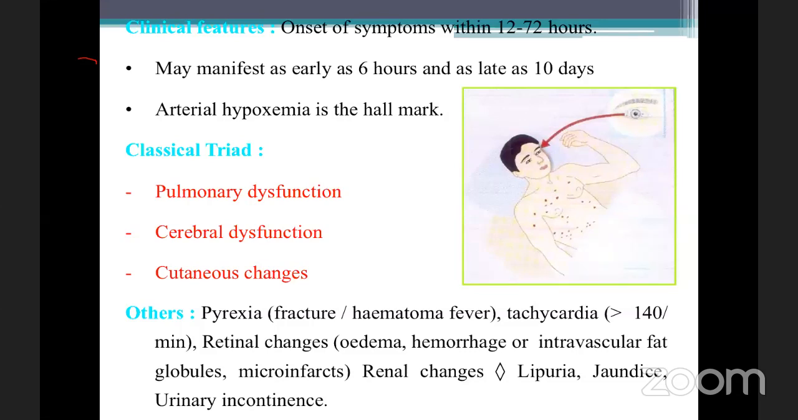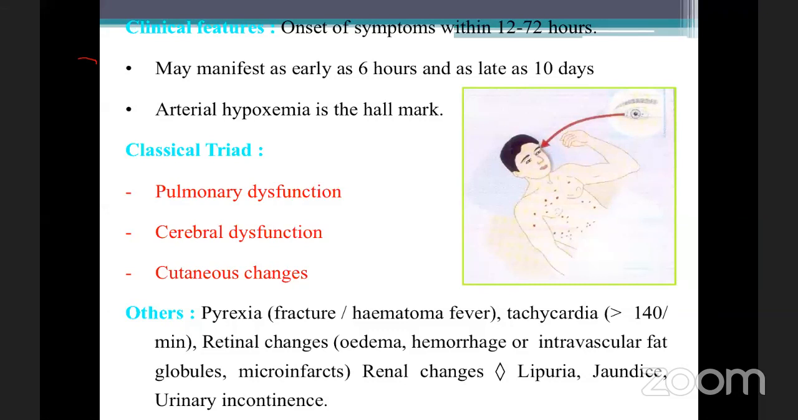So onset of symptoms is usually within 12 to 72 hours. So the patient has to be monitored. Any long bone fracture, the patient has to be monitored for such symptoms, and it may manifest as early as 6 hours and as late as 10 days. Arterial hypoxemia is the hallmark. So what is the classic triad? Pulmonary dysfunction, cerebral dysfunction, cutaneous changes.